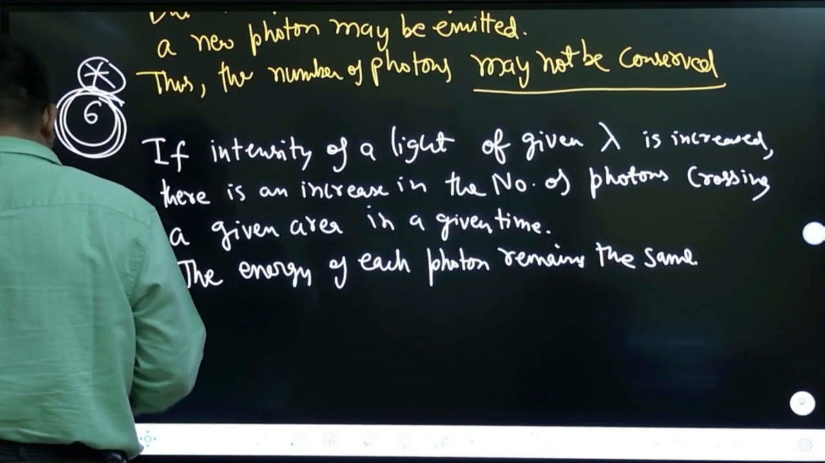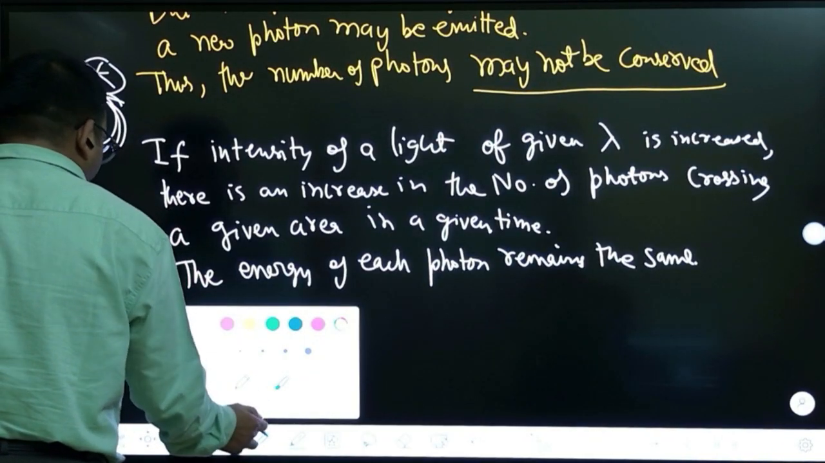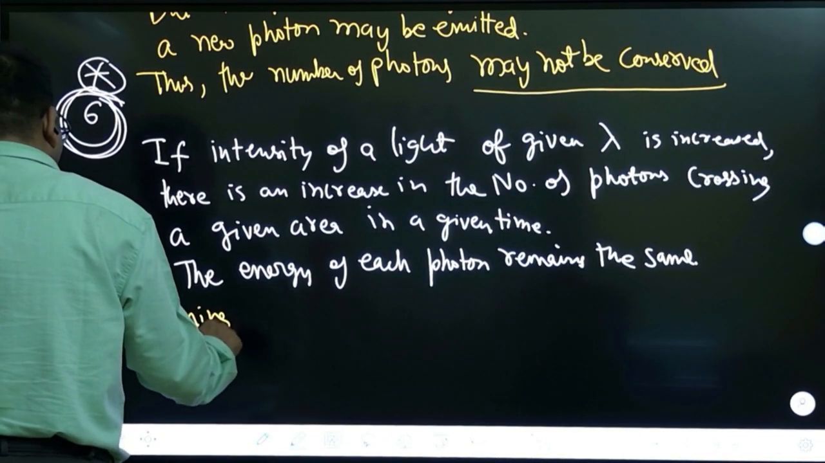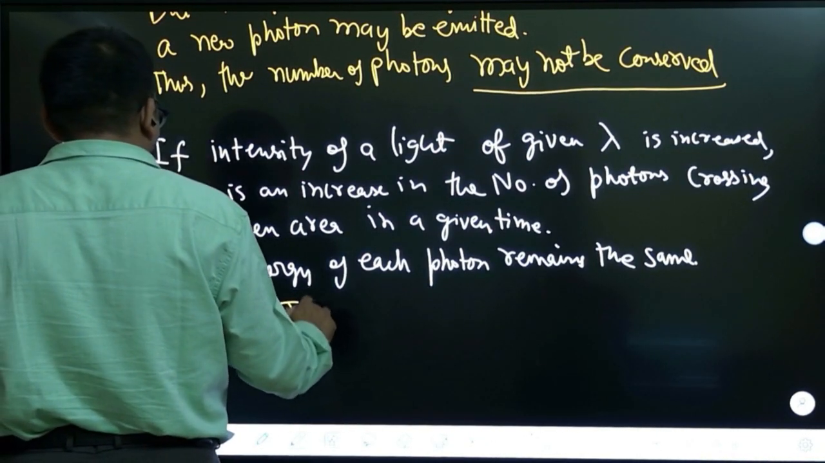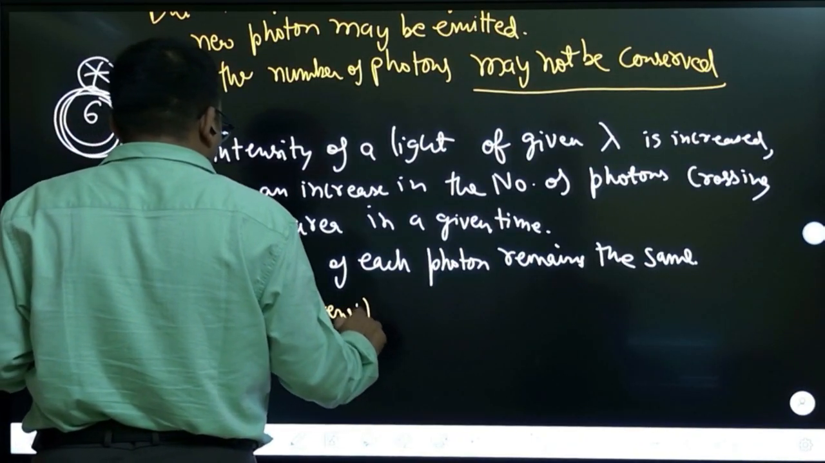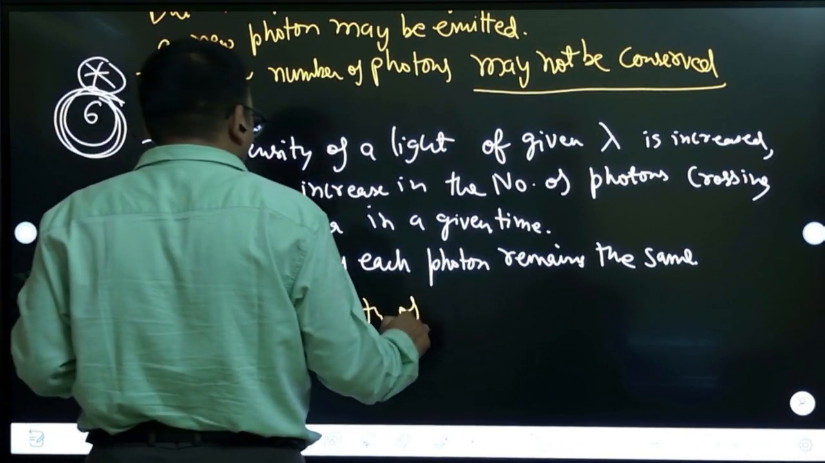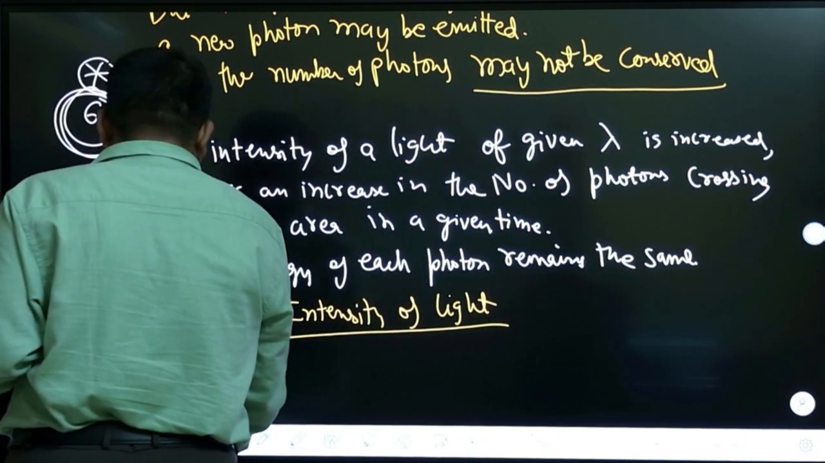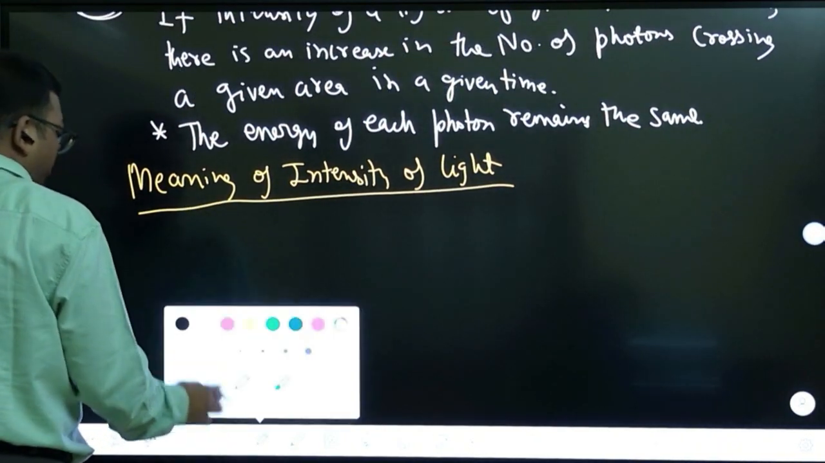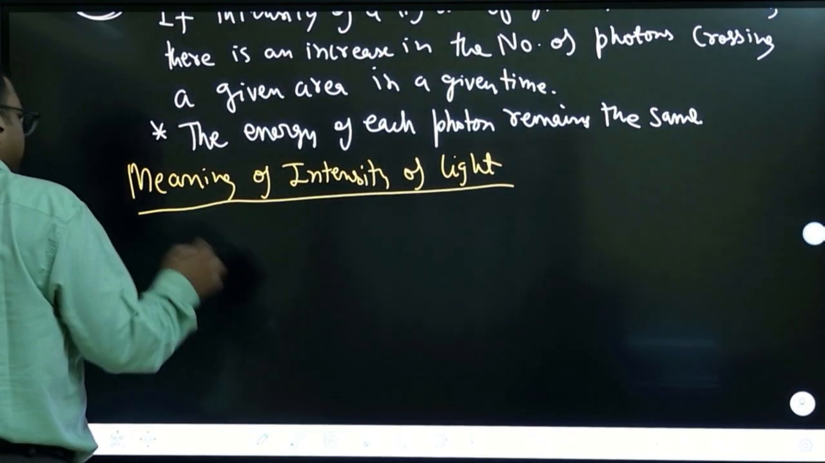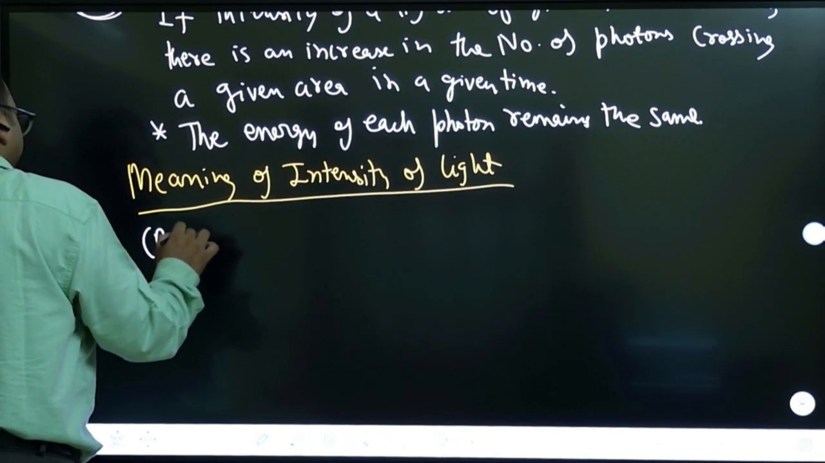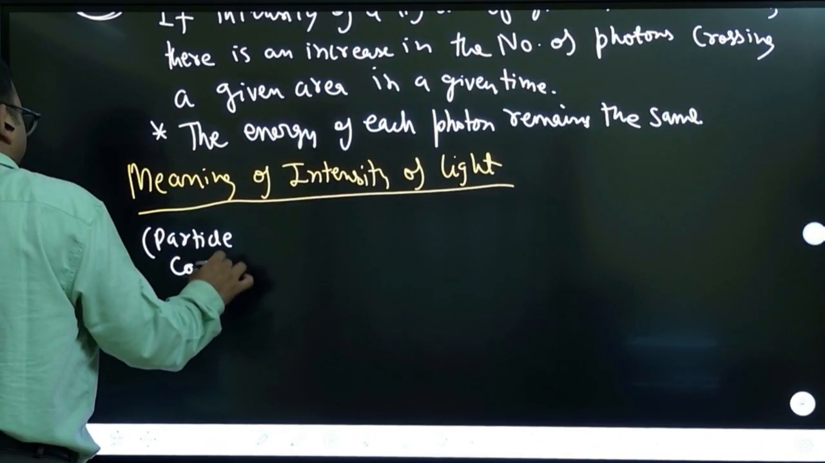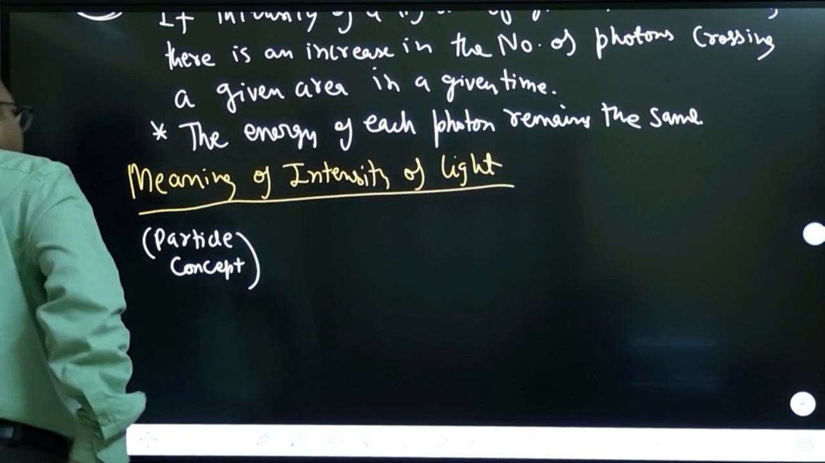Now I will explain the meaning of intensity, which is very important. What is the meaning of intensity of light in this chapter? This meaning of intensity is fundamentally different from all previous chapter intensity. This is the particle concept. Light is behaving like a particle.